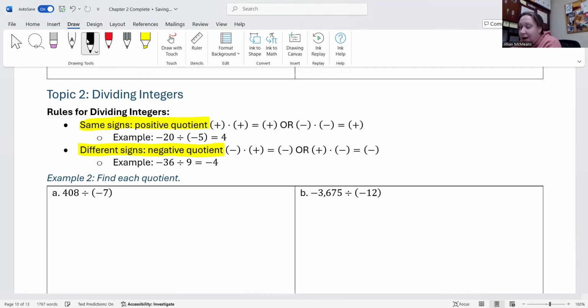Now, as an example, I gave you negative 20 divided by negative 5. We're dividing two integers with the same sign, so we're going to get a quotient of positive 4. Now, negative 36 divided by positive 9, we have two different signs here. We're going to get a quotient of negative 4 there.